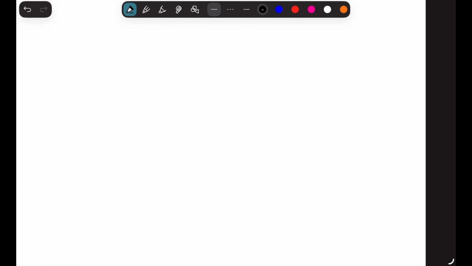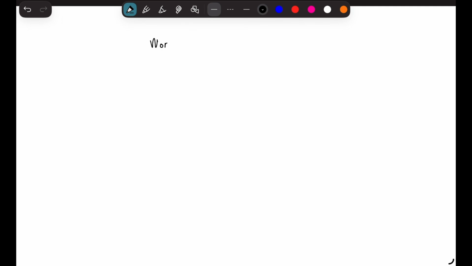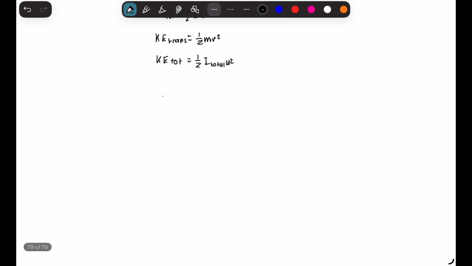Now, let's make a section up here for work and rotational kinetic energy. Your rotational kinetic energy is 1/2 I omega squared. Now your translational kinetic energy is 1/2 mv squared. Your total kinetic energy is going to be both of them, 1/2 I total omega squared.